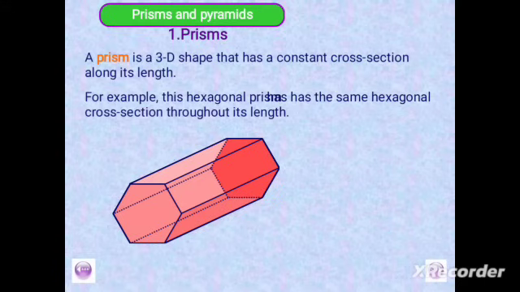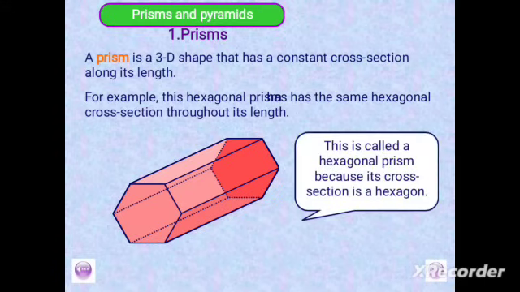It is all the same. So this is called a hexagonal prism because its cross-section is a hexagon. A hexagon is a polygon of 6 sides. Now the volume of a prism is found by multiplying the area of its cross-section by its length, or by its height if it is standing on its cross-section.